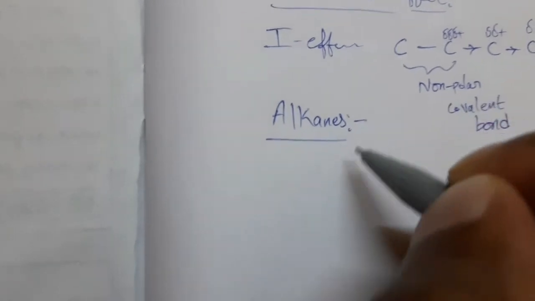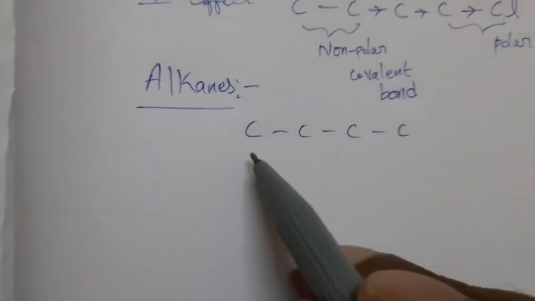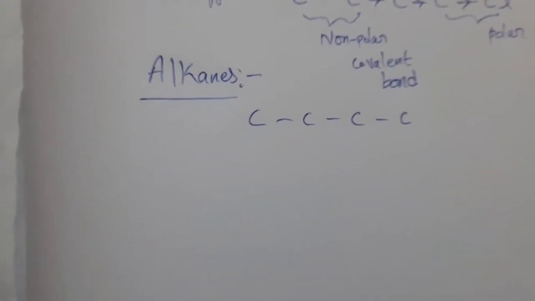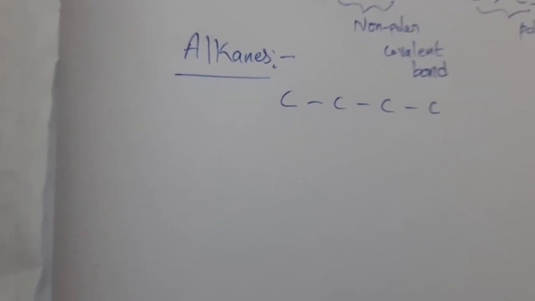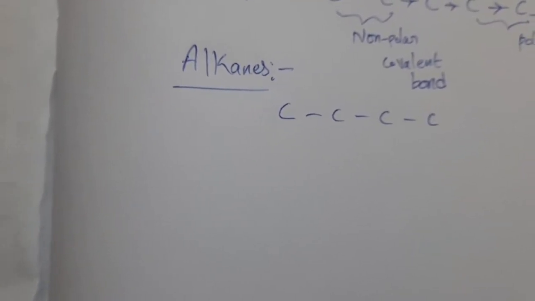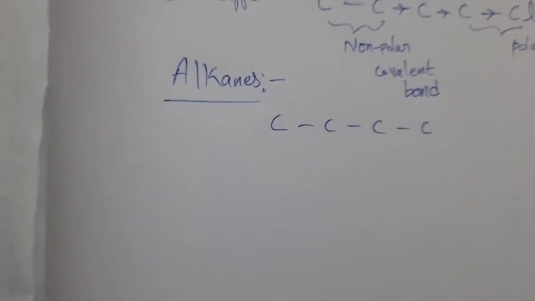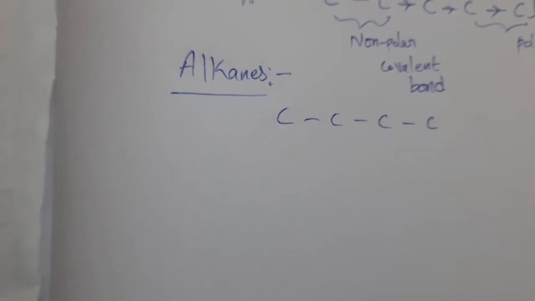Between carbon atoms, only single bonds are present. Those are called alkanes. See this? This type of bonding is present in the alkanes. So, in alkanes, between same atoms, single bond is present. So, there is no polarity. Charge developing is not observed in case of alkanes. That's why inductive effect we cannot observe.